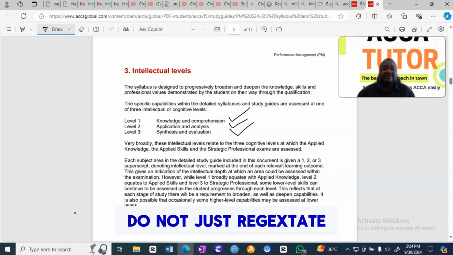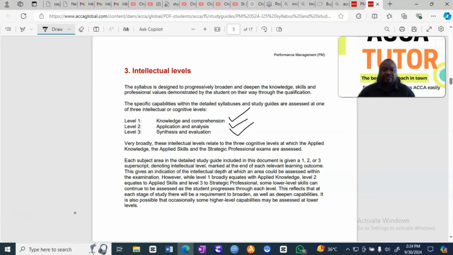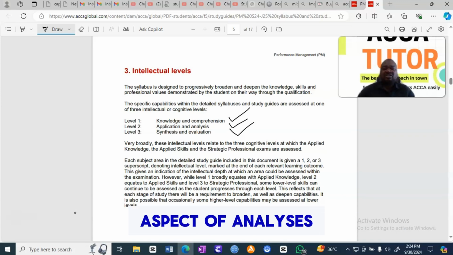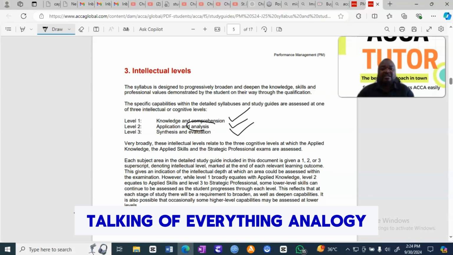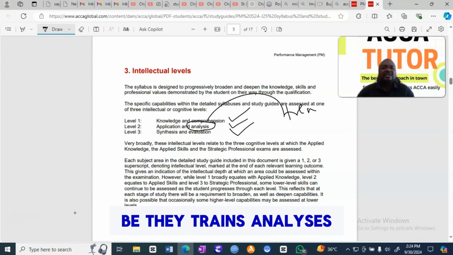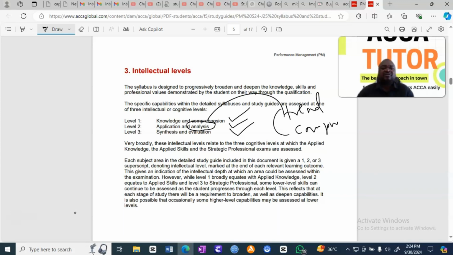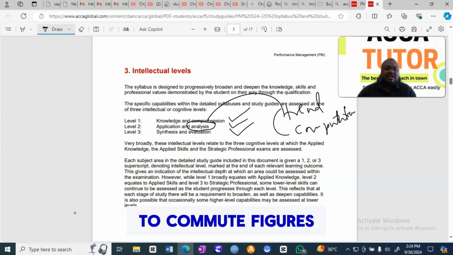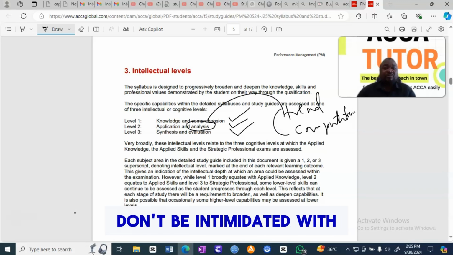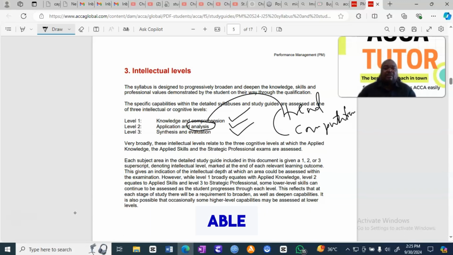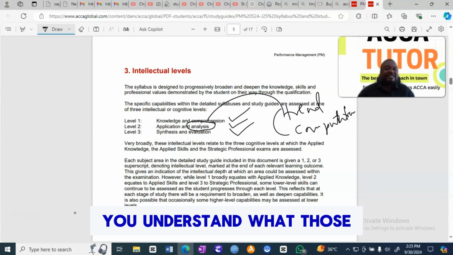You'll be given a scenario in the examination. Do not just regurgitate facts from the textbook. You need to tailor your knowledge and apply it to the given business scenario. There is also an aspect of analysis. Analysis here, we are talking of everything analytical, be they trend analysis, be they computations. To compute figures, you need to be able to come up with answers. You need to make sense of the figures. Okay, work around those figures. Don't be intimidated with figures. You need to be able to show the examiners that you can compute, you understand what those figures mean and so forth.